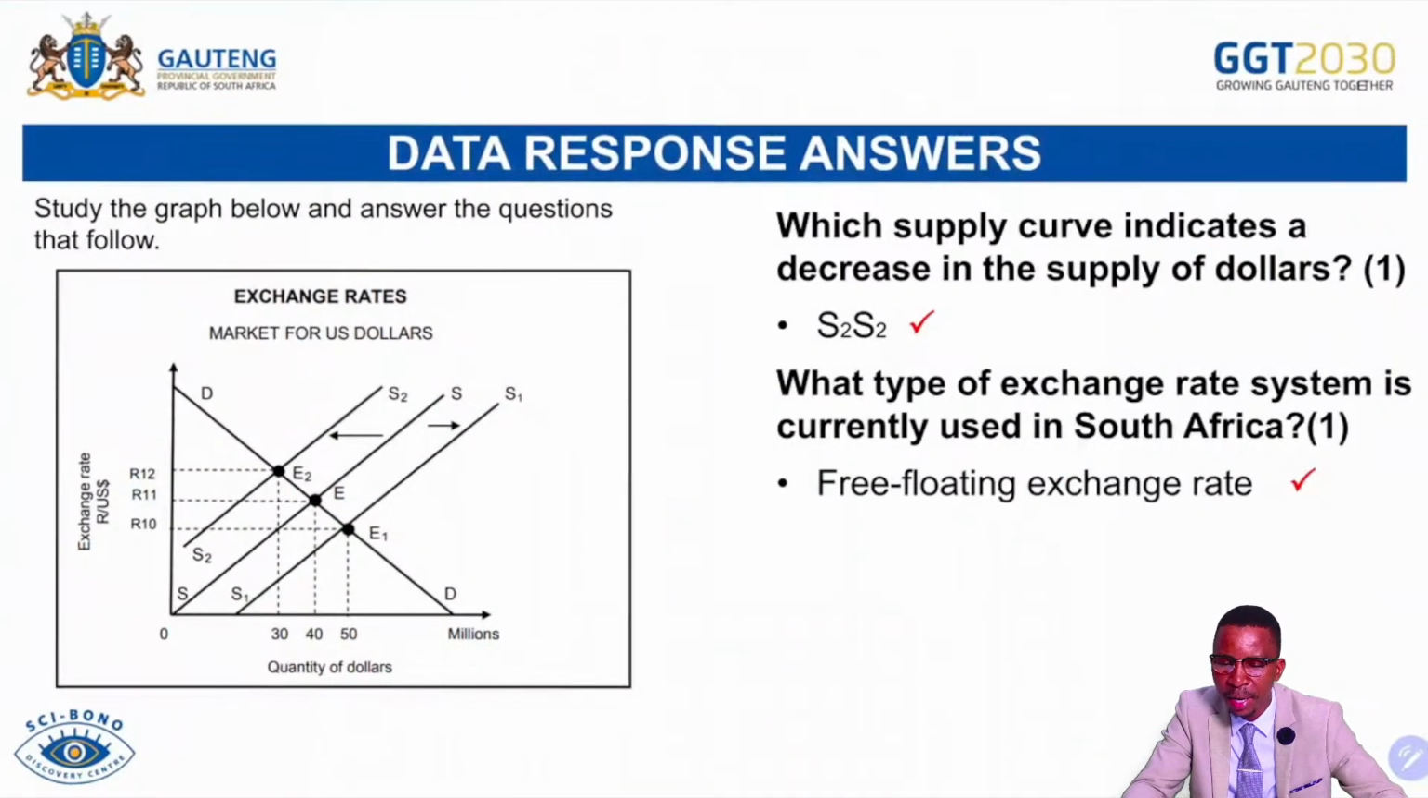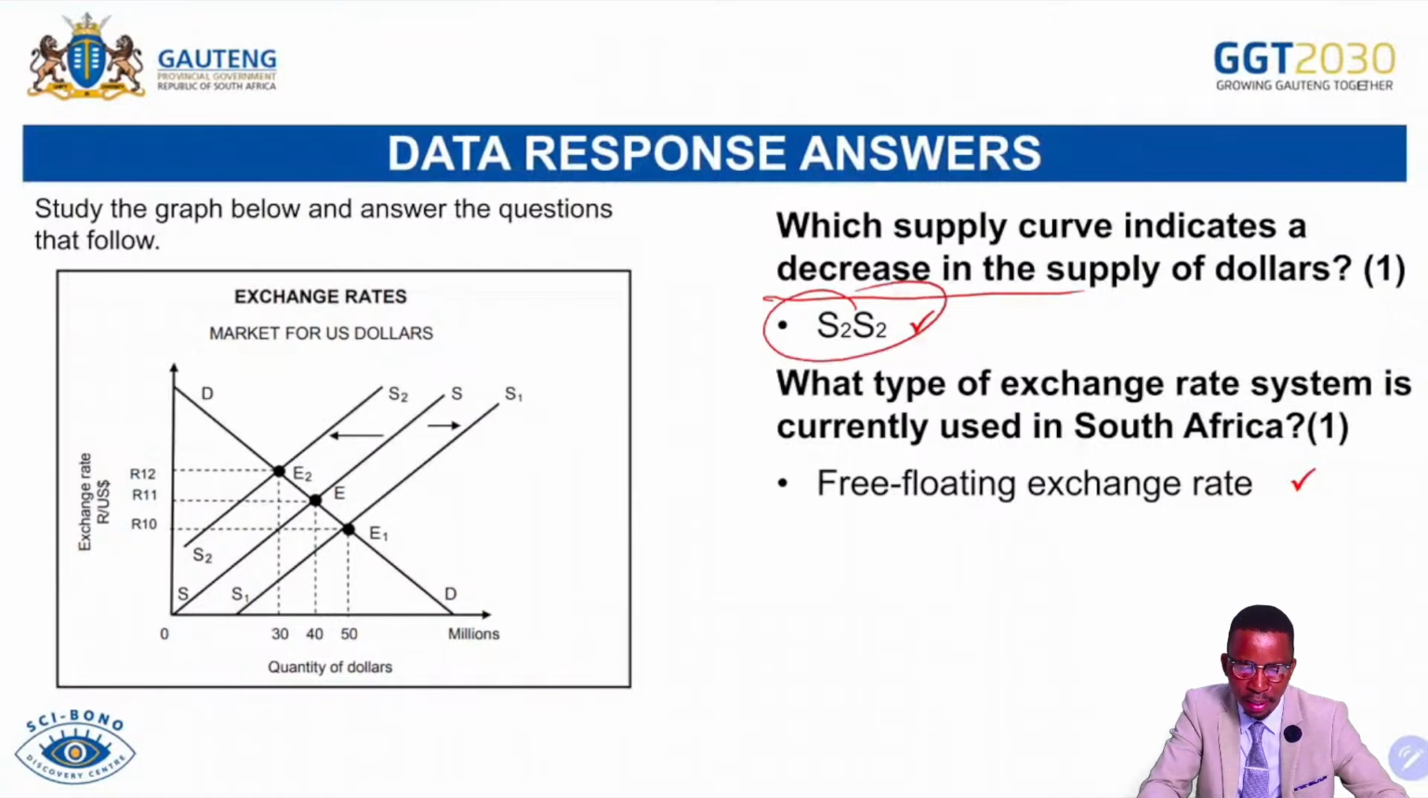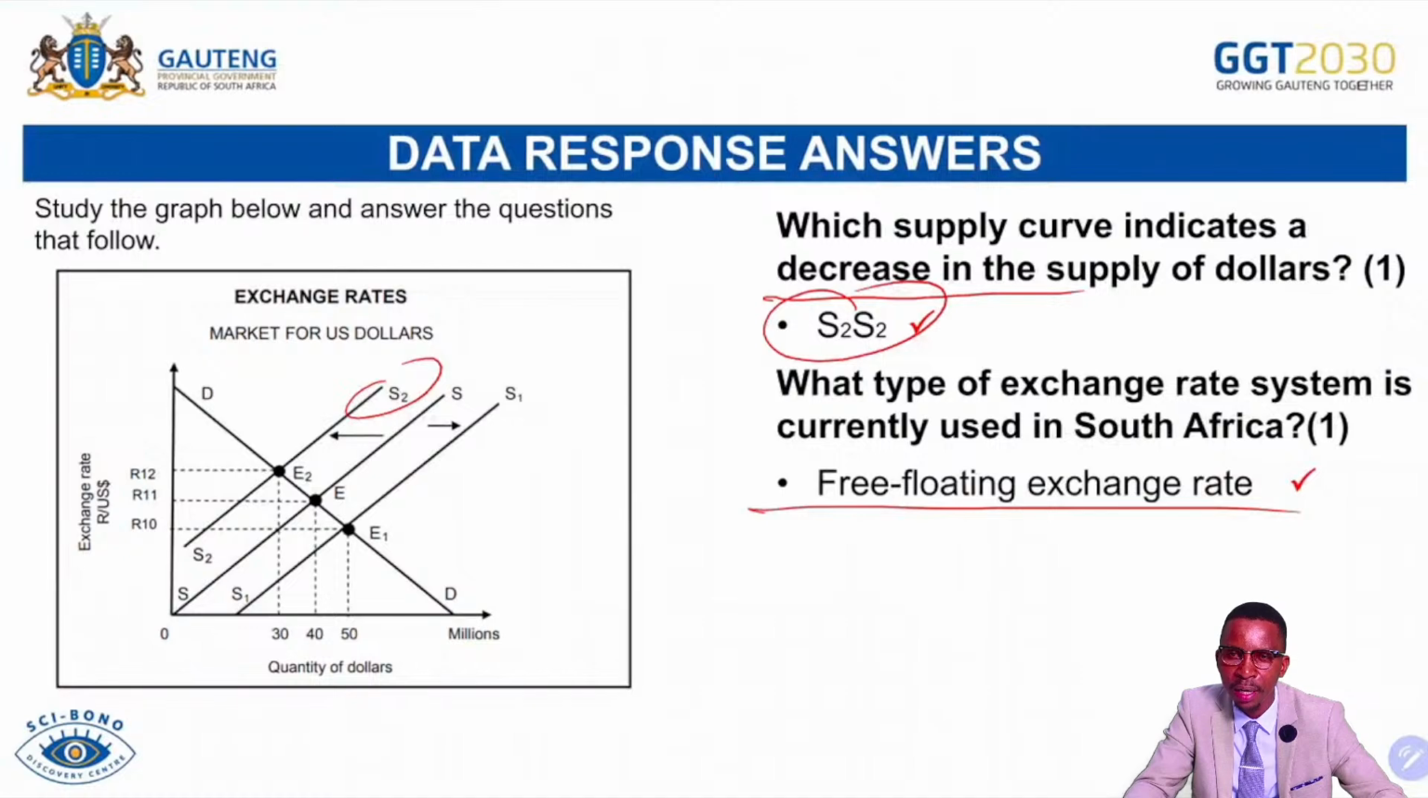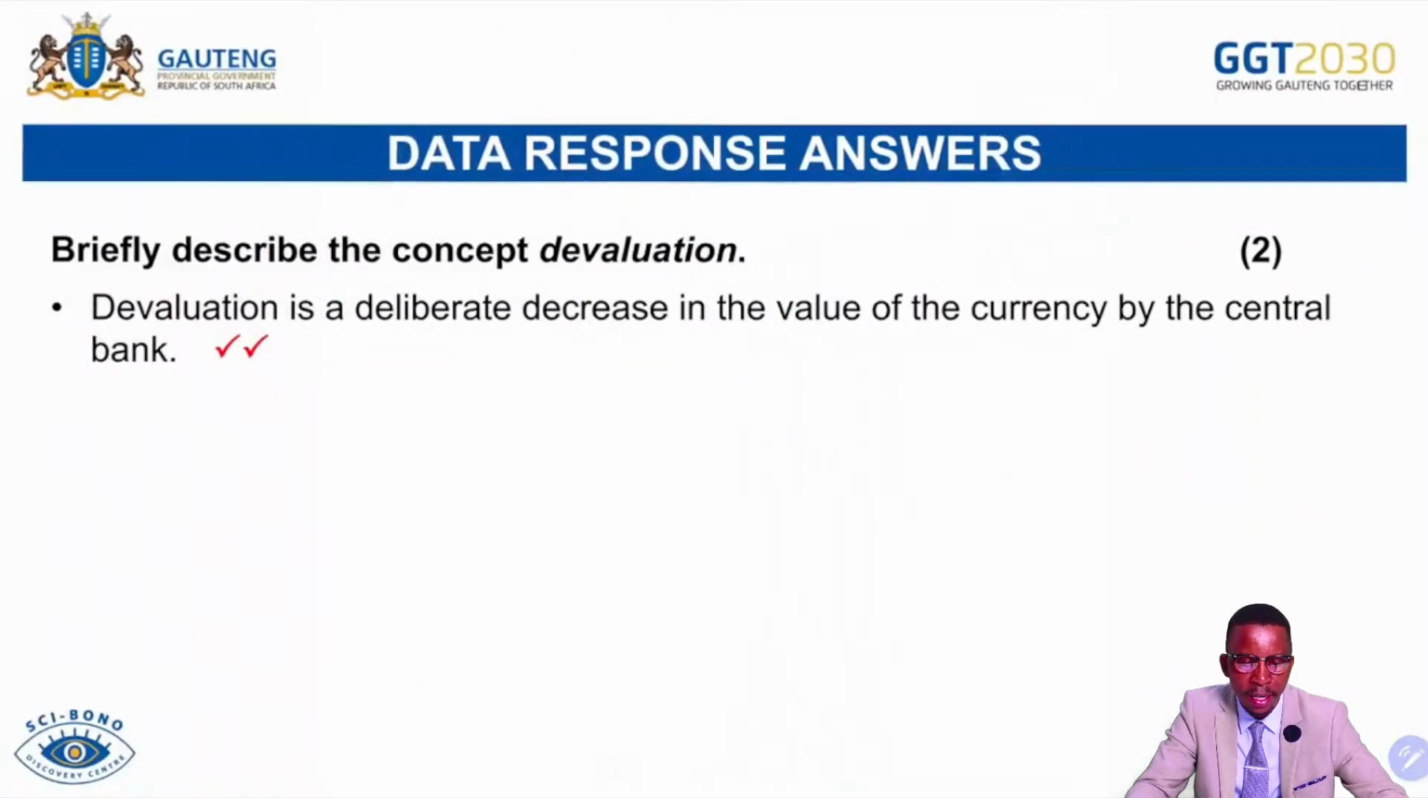Which supply curve indicates the decrease? That is S2. That is our S2. Then what type of exchange rate is currently used in South Africa? That's a free floating exchange rate. And then briefly describe the term devaluation.